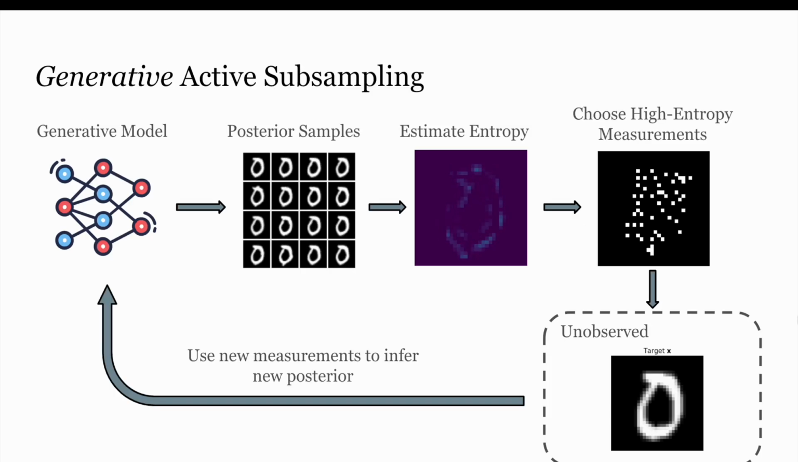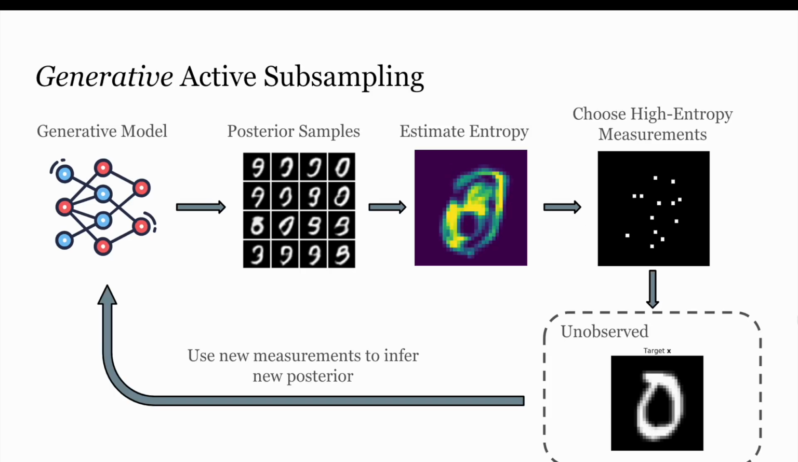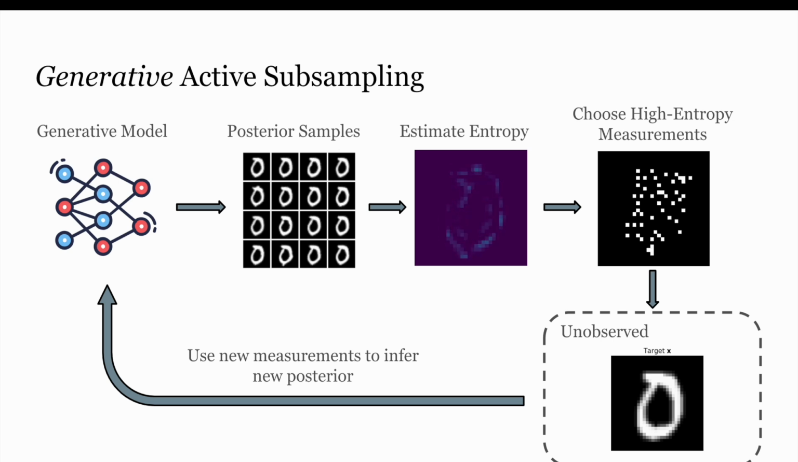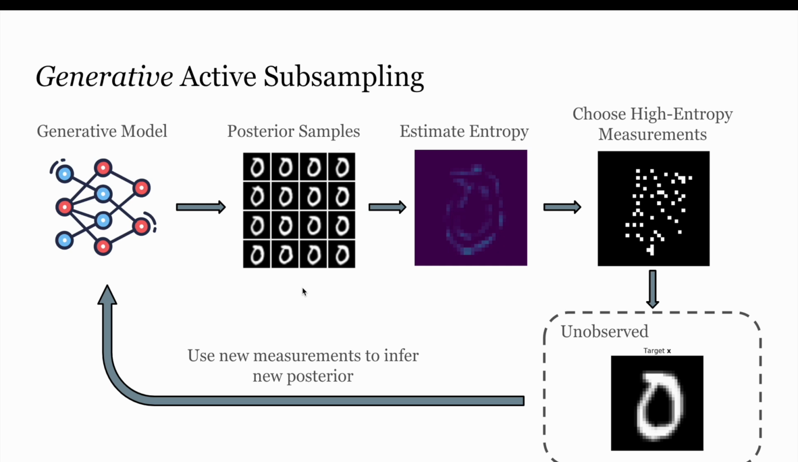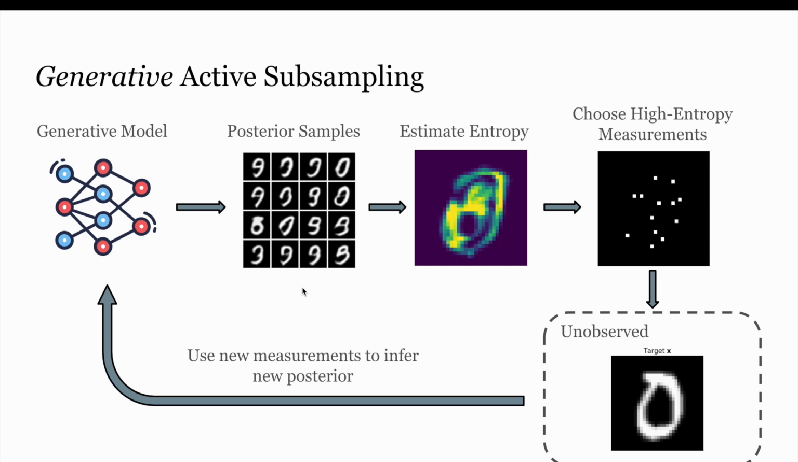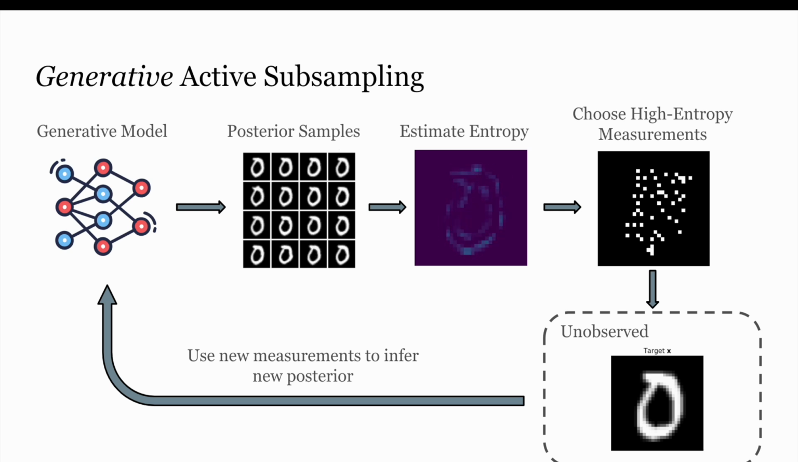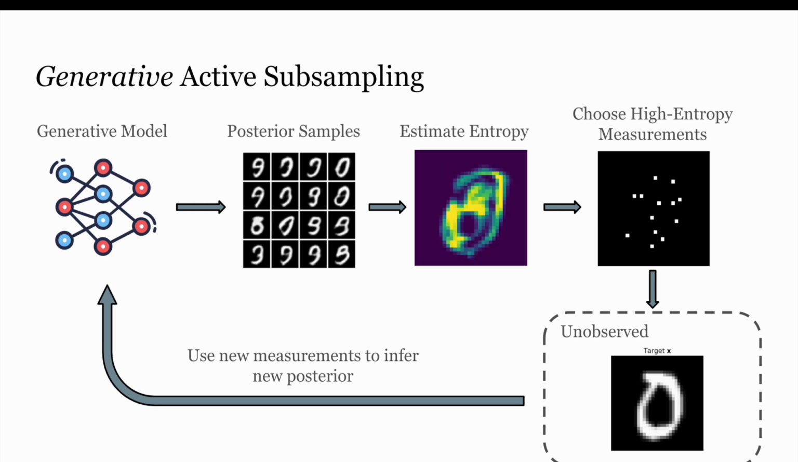And just to visualize that a bit, to make it clearer, this is the whole pipeline here. I refer to this as generative active sampling, which is the case where we're going to approximate this entropy using a generative model. This is some conditional generative model that we can provide with some measurements, and it can generate posterior samples for us.